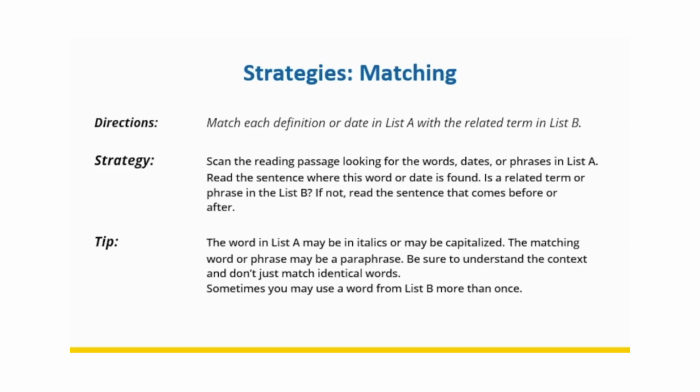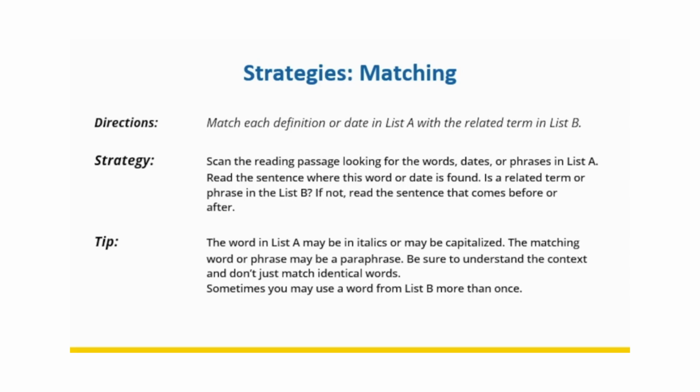And now we are going to learn our first strategy, matching. In the IELTS exam, you'll be asked to match each definition or date in list A with a related term in list B. The main strategy to remember here is to scan the reading passage, looking for the words, dates, or phrases in list A. You need to read the sentence where this word or date is found, and ask yourself the following question. Is a related term or phrase in list B? If not, you need to read the sentence that comes before or after that.